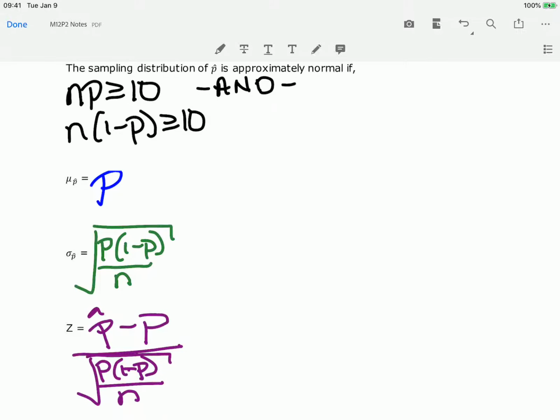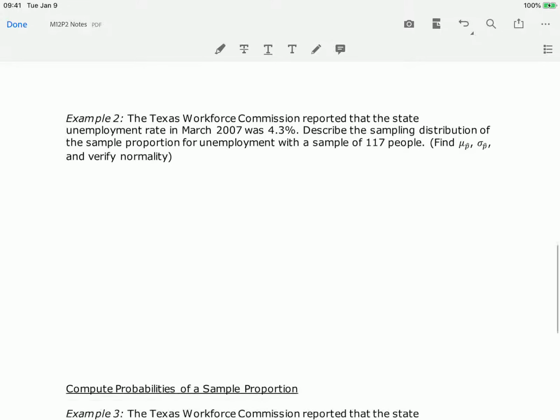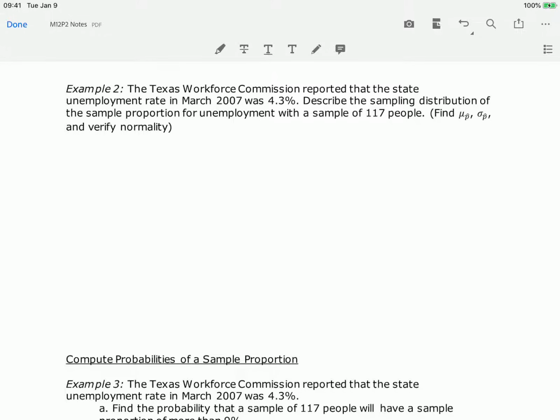So remember those. That's why they're color-coded. All right, so let's look at an example. The Texas Workforce Commission reported that the state unemployment rate in March 2007 was 4.3%. Describe the sampling distribution of the sample proportion for unemployment with a sample of 117 people.